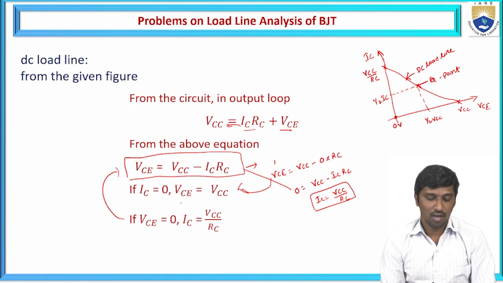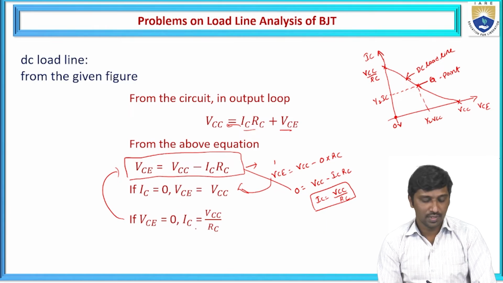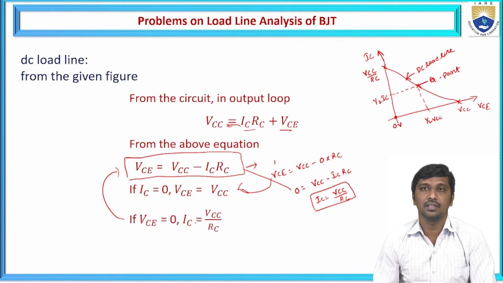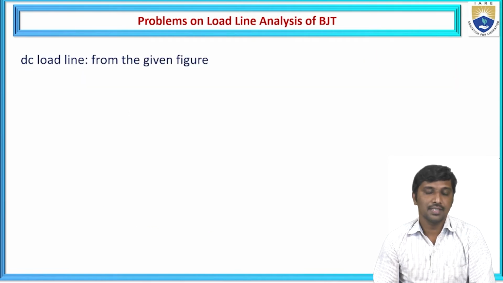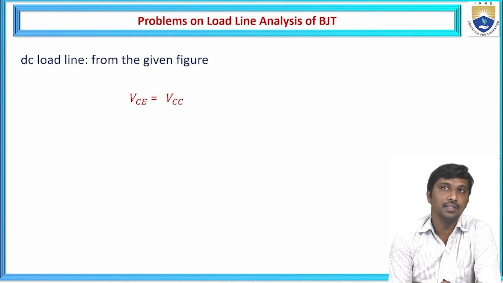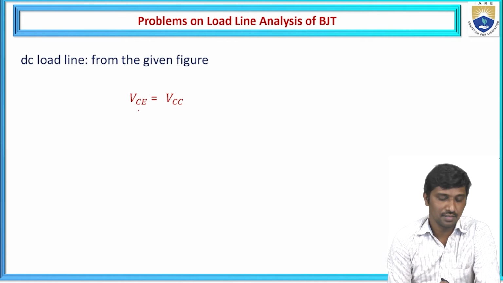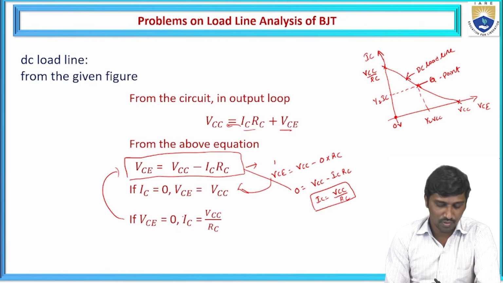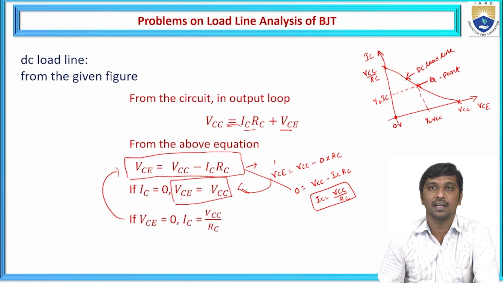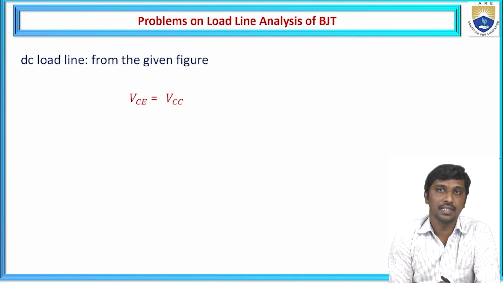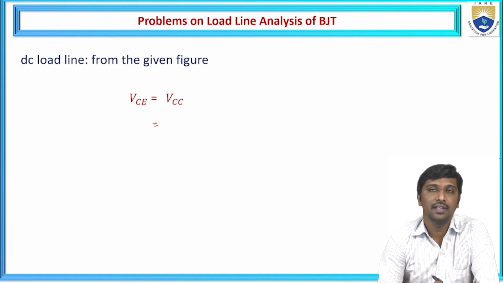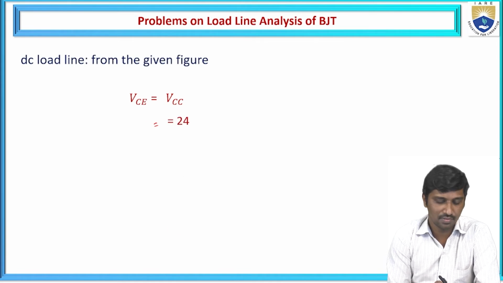Now we need to calculate how much VCE voltage and how much collector current is generated based on the given specifications. So let us consider again the given statement and the figure. To define this DC load line, we need to calculate the VCE parameter. In the statement, we observe that VCE is equal to VCC. In the given problem statement, VCC is 24 volts. Hence, VCC is equal to VCE is equal to 24.